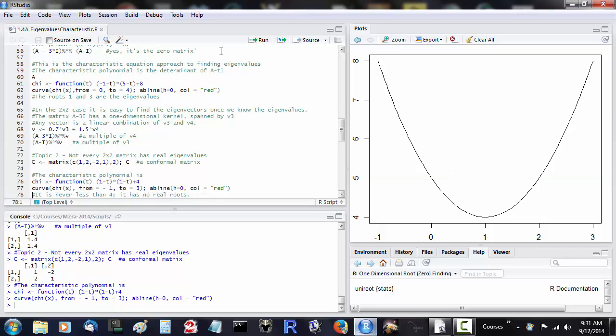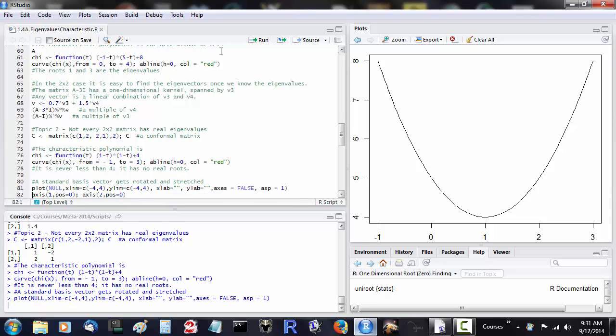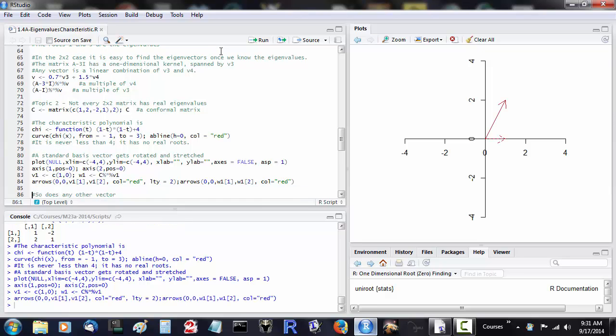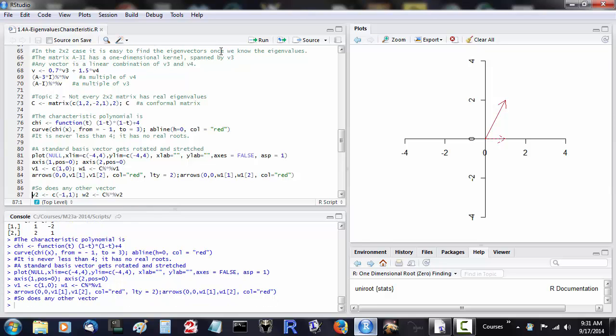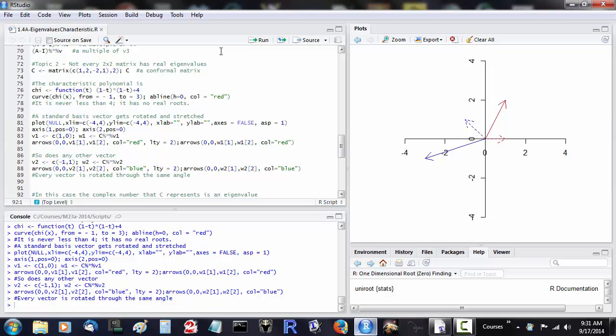You can see this is a quadratic polynomial whose minimum value is 4. It never intersects the line at 0. It has no real roots. And in this case, if we ask what happens to various vectors, we can look at what happens to the first standard basis vector. As you already know, it gets rotated and stretched. The same thing happens to any other vector. There are no real eigenvectors. There are no real eigenvalues.